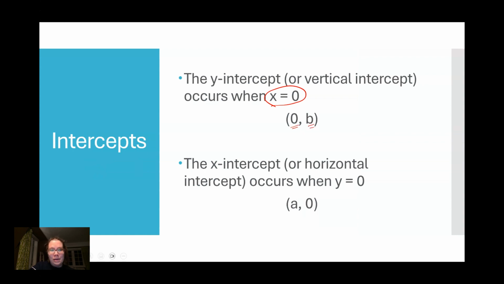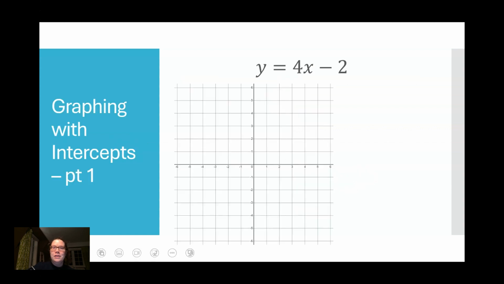The x-intercept, where we're crossing the x-axis, always happens when y is 0. So it's always going to happen at some number for x and 0 for y. In order to graph with intercepts, we find both the x-intercept and the y-intercept, graph them, and then once we have 2 points on the graph, we have a line. All you need is 2 points to make a line.